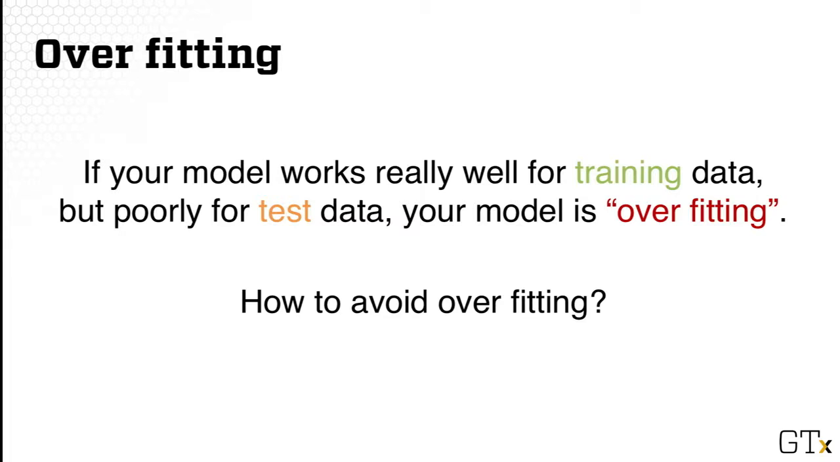When your model works really well for training data but very poorly for test data, what we call that is your model is overfitting. This is a problem, obviously, because ideally what you want is your model to work well for things that you don't know yet. Prediction is all we care about. So how do we avoid overfitting?